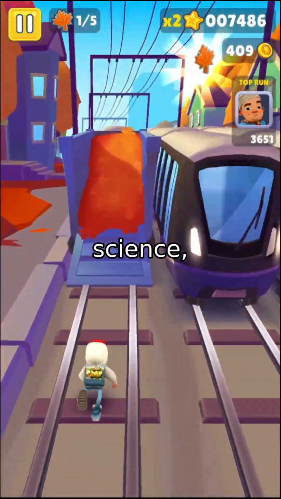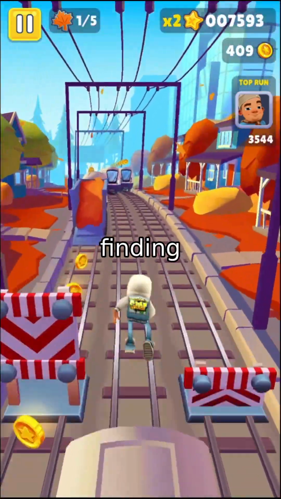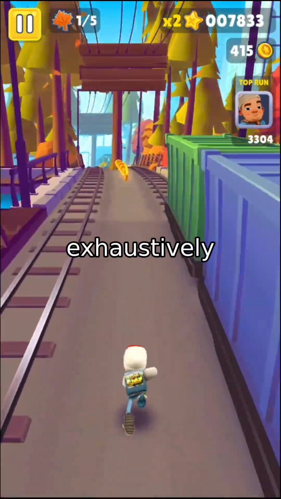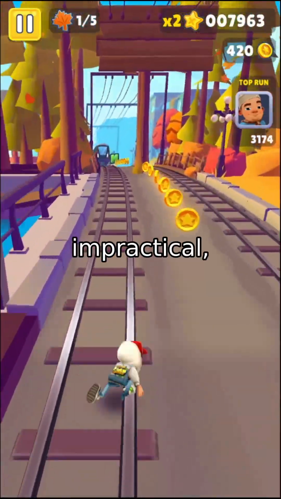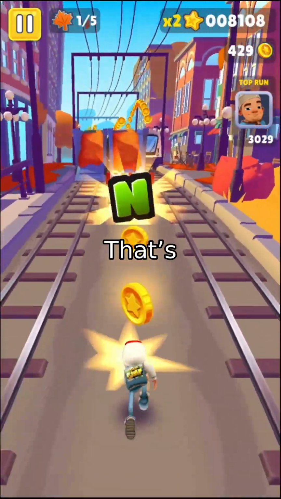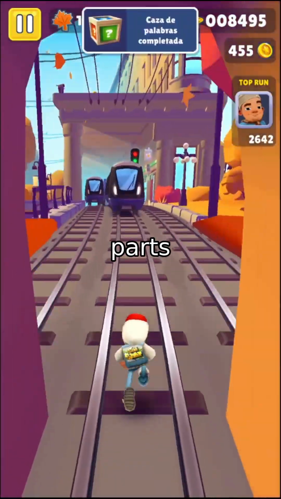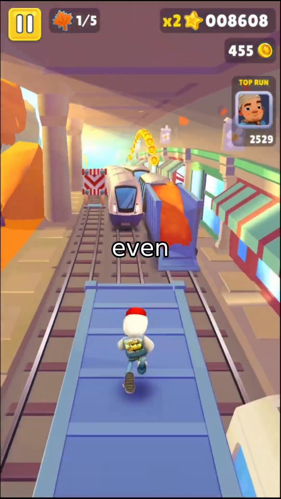In the world of data science, the challenge isn't just finding patterns, it's finding meaningful ones fast. With modern databases growing into the millions of records, exhaustively mining all possible patterns is not only impractical, it's impossible. That's where pattern sampling comes in, a powerful strategy that lets analysts explore the most interesting parts of the search space without waiting hours or even days.